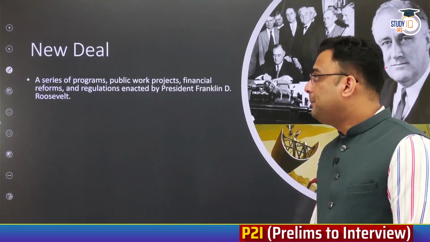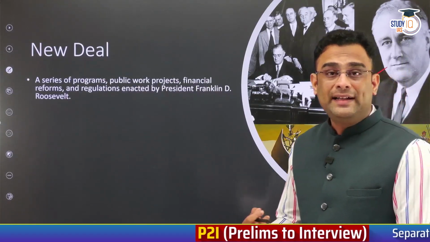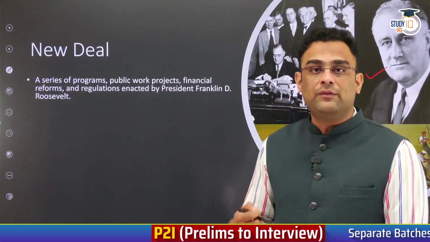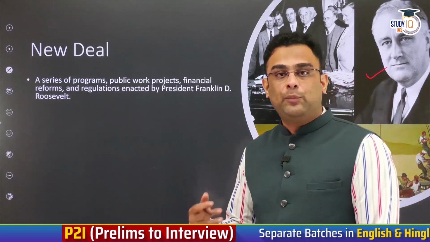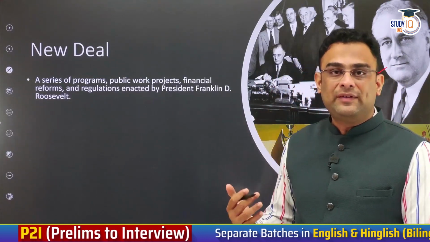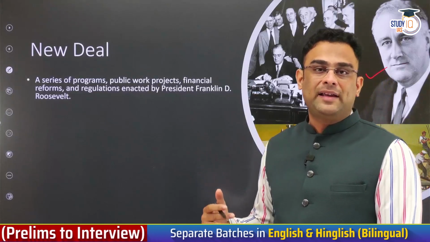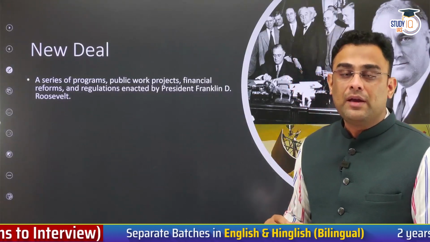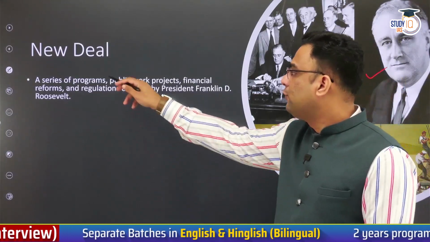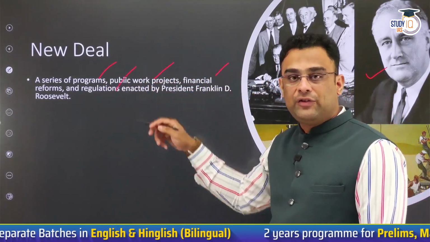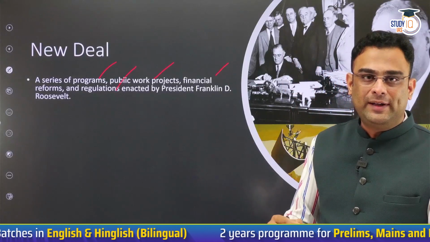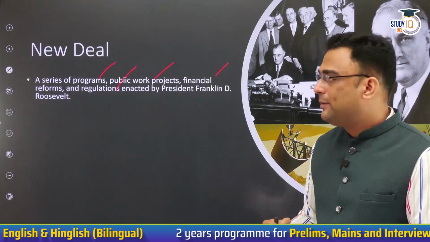Now, this period naturally required a person who could resolve this situation. Therefore, FD Roosevelt, in his poll campaign itself, had promised a new deal which will help America to come out of this crisis. This new deal was to be a series of programs, public work projects, financial reforms, and regulations which President Roosevelt enacted. Now, let us see them one by one.